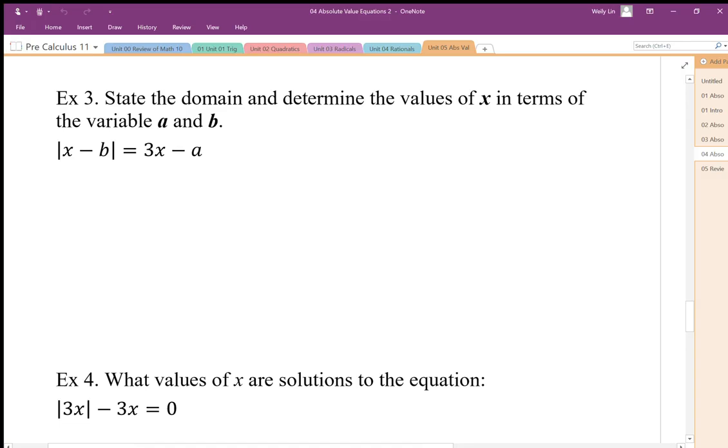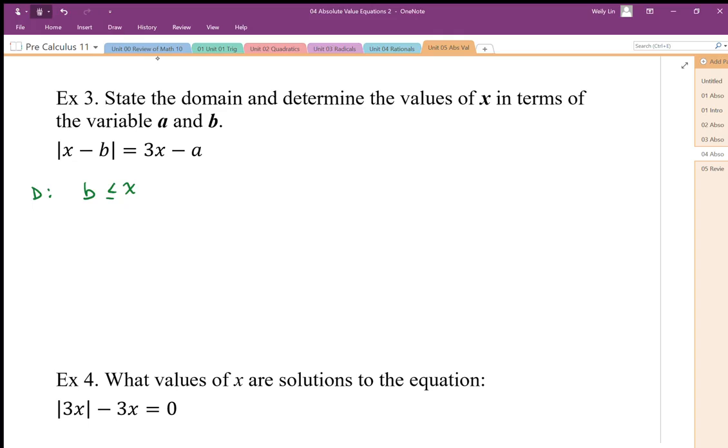We have our inside domain and our outside domain restriction. So the inside here is that x must be greater than or equal to b. Okay, so it must be greater than or equal to b, and that represents our inside domain restriction.